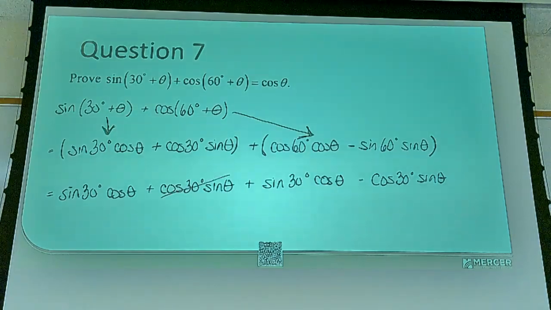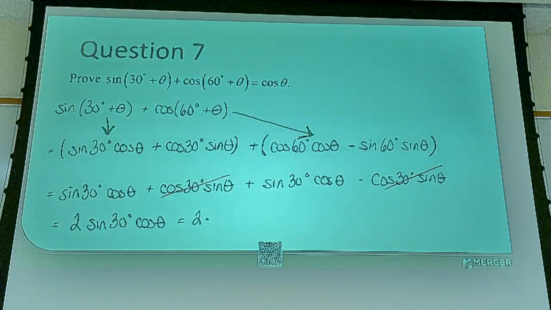Then you have a cosine 30 sine theta minus cosine 30 sine theta. They sum to 0. And what we're left with is twice sine of 30 degrees times cosine of theta. What is sine of 30? So what we're left with is cosine of theta, as the standard.